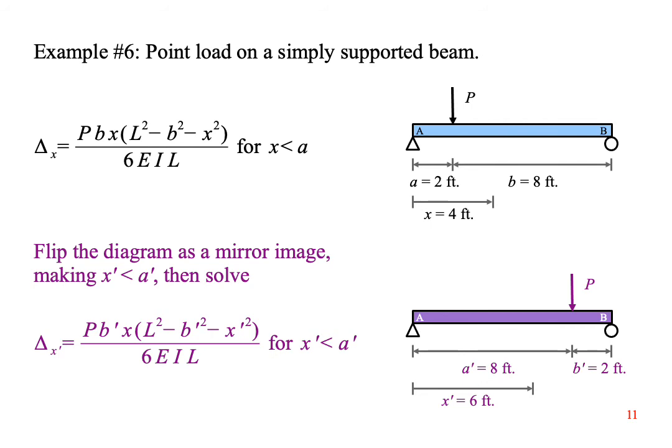The way to solve it is to flip the beam around and solve for the mirror image of the beam. We will add an apostrophe to each variable that changes. The apostrophe is called prime. I don't know why it's called prime, but that's the convention. Now, a prime is 8 feet, b prime is 2 feet, and x prime is 6 feet.